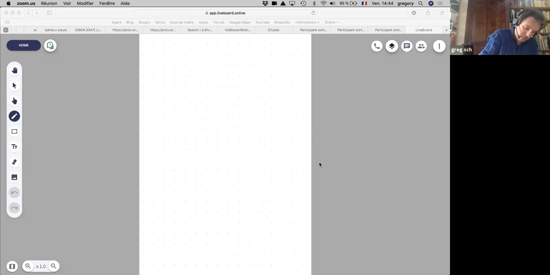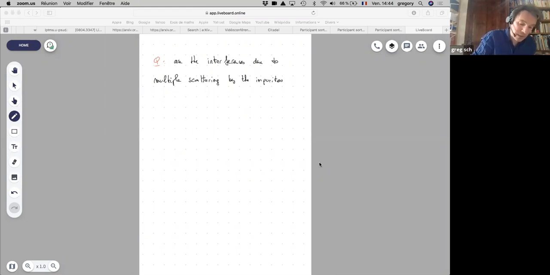So let me just write it. What we want to really characterize is whether these interferences due to multiple scattering by the impurities are constructive or destructive. Okay, so that's really the question.